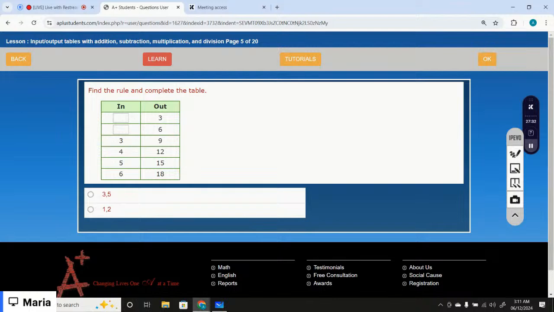Find the rule and complete the table. So which is the correct option? The correct option is option number two. They are one and two. Very good.